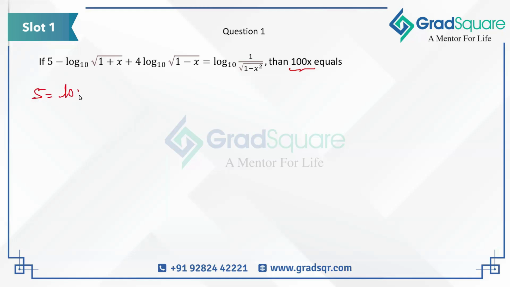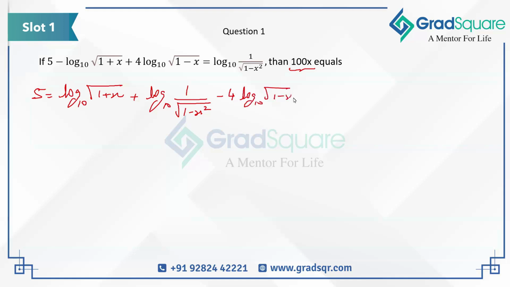So we have 5 is equals to log base 10 root over of 1 plus x. Then you will have another positive log over here, which is log base 10 1 by under root of 1 minus of x square. And this 4 times of log base 10 root over of 1 minus x will go on the other side, and you will have this as your value on the other side. Now, if you look at it very closely, this 4 can go as a power of root over of 1 minus x, and that will change this and make it what?